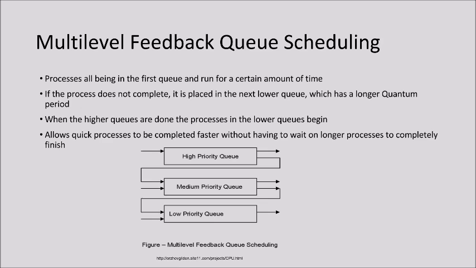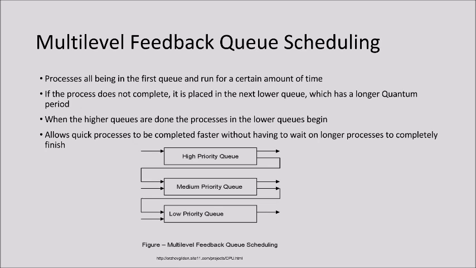Multi-level feedback queue scheduling starts with everything in a first queue. Then everything in this first queue gets a little bit of time, say 10 units of time. If it doesn't complete, then we're going to move down to a queue under that.